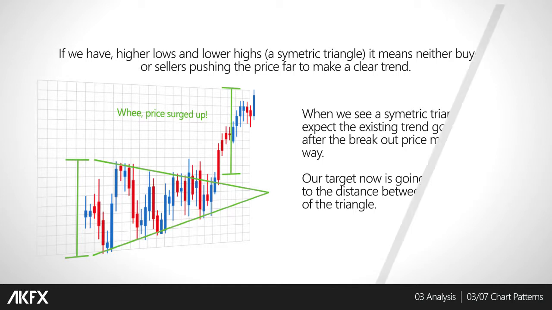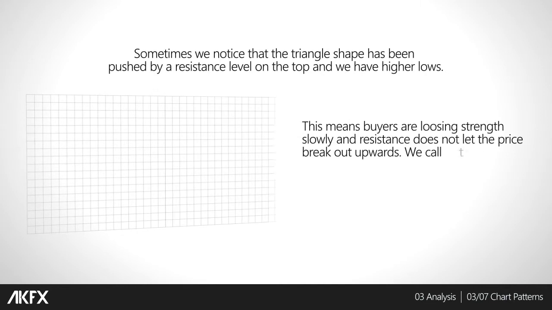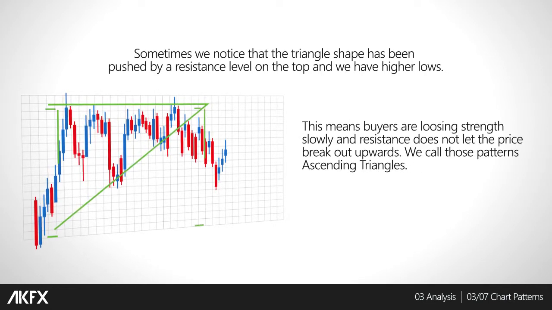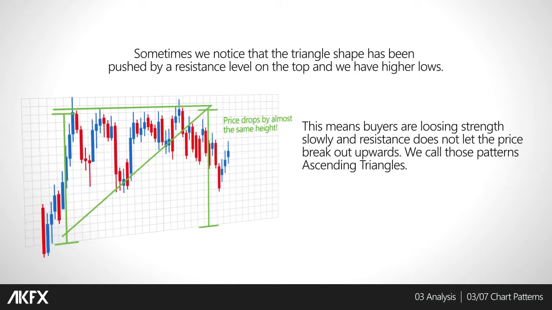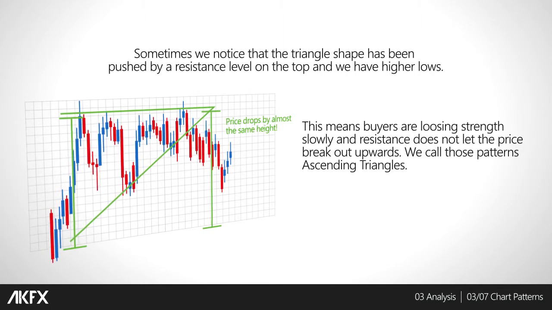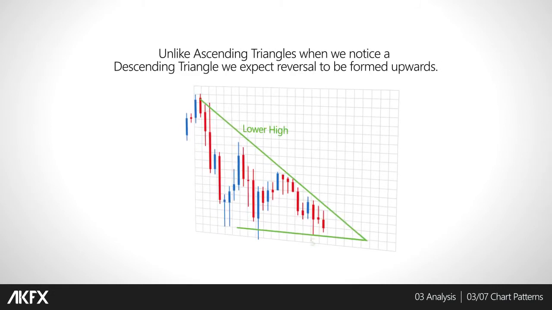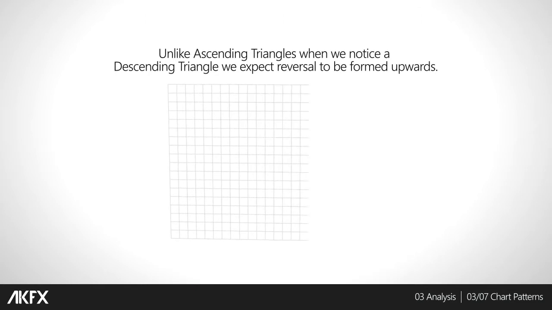Sometimes we notice that the triangle shape has been pushed by a resistance level on top and we have higher lows. This means buyers are losing strength slowly and resistance does not let the price break out upwards. We call those patterns ascending triangles. Unlike ascending triangles, when we notice a descending triangle, we expect the reversal to be formed upwards.